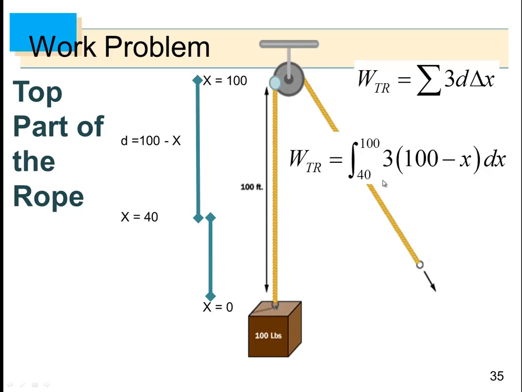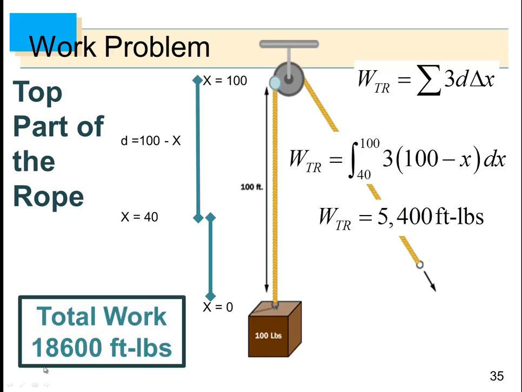Okay, so now I'm ready to do this calculation. My integral's all set up. I've got the bounds. So basically I'm going to take the antiderivative of this, plug in 100, then plug in 40, and take the difference of those two results, and that's where I get 5,400 foot-pounds. And then when we add all three sections, we get a total work of 18,600 foot-pounds. And so that's the game that we're playing.